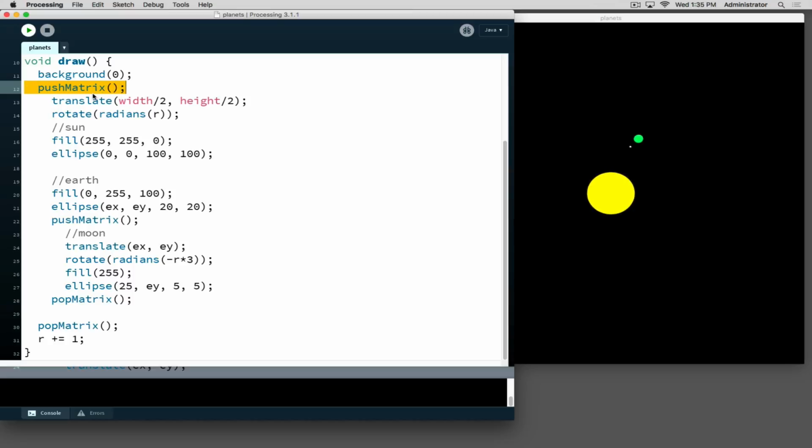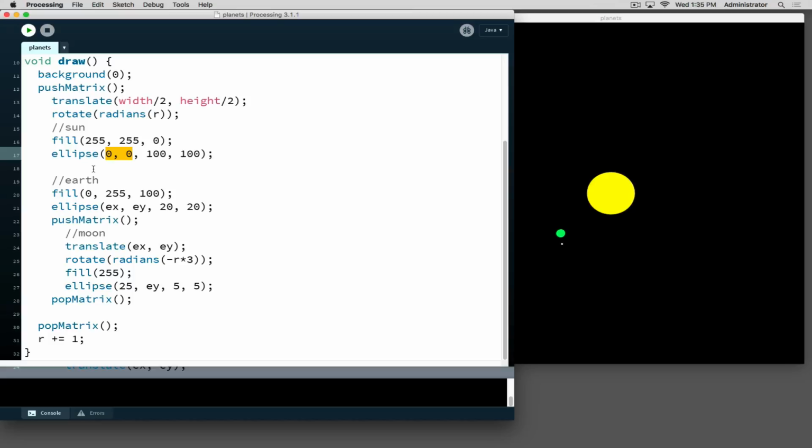When we say pushMatrix, we're telling the computer to remember how the world was before we started messing with it. Then I translate to the middle of my screen so I can draw my sun at 0, 0. Now, unlike the rectangle in the previous example, a circle by default draws around its middle unless we change the ellipse mode to be corner, where rectangles by default will draw from their top left corner.